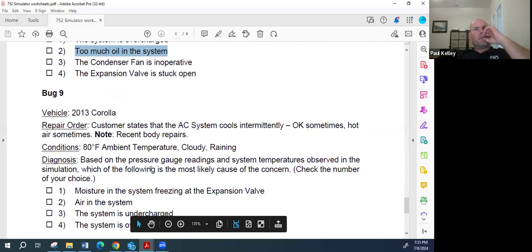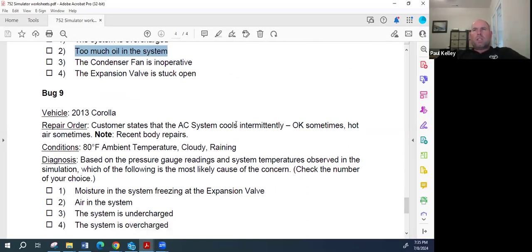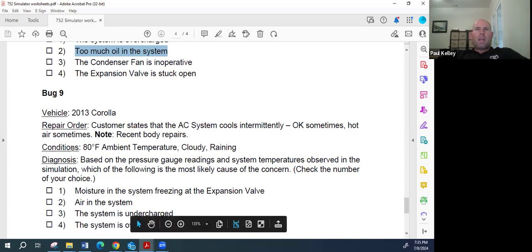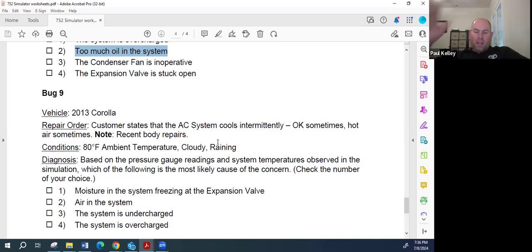So the answer on that one: too much oil in the system. Let's go with 9. 2013 Corolla, customer states AC cools intermittently. It's okay, but sometimes it's hot. Intermittent, hot, cold, kind of depends. And by the way, I wrecked it and then it was at the body shop for a month. Now today it's 80, cloudy, and raining. I'm just letting you know right now, this is probably in the south.